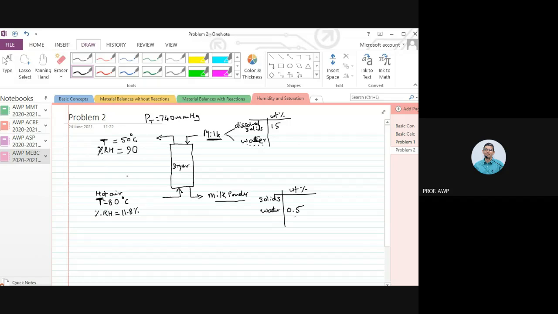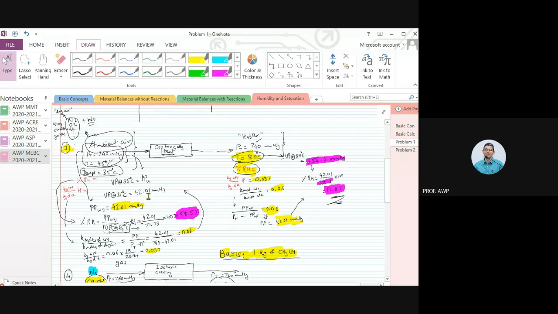All right, so the air coming out will be cooler. It will be at a temperature, let's say, 50 degrees centigrade. Relative humidity will be more. Let's say it is 90%. Okay, is that okay? Can we go to the next problem? Yes, no?